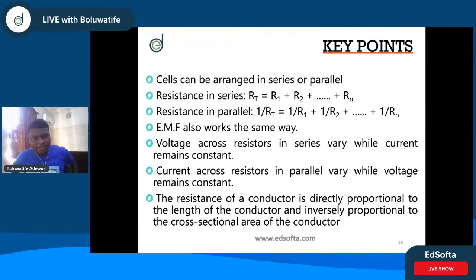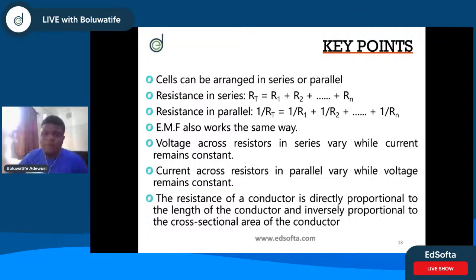Now, key points. Just some things to note. Cells can be arranged in series or in parallel. Cells are like batteries, right? Batteries are a group of cells. So what is a cell? An individual cell is the smallest form of something that can give you electricity, that can give you current. That's what a cell is. So cells can be arranged in series or in parallel.